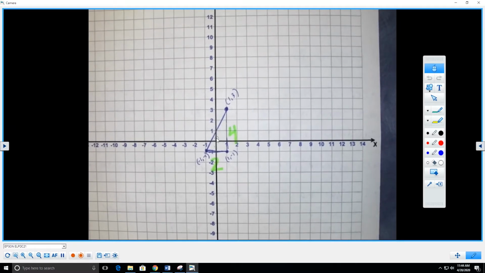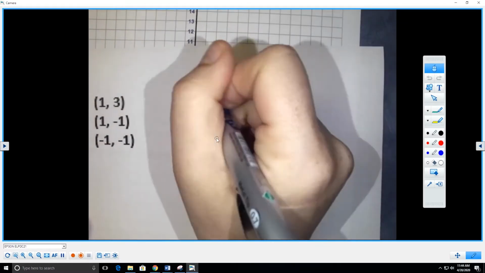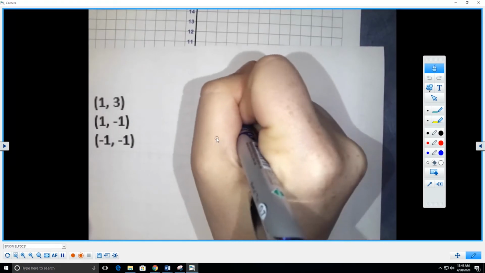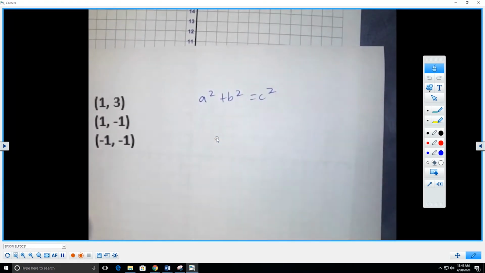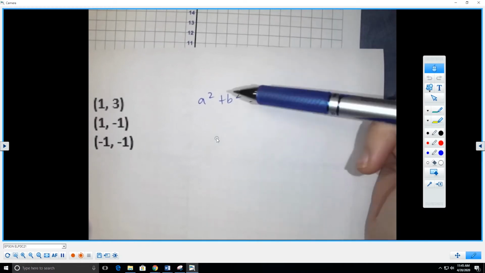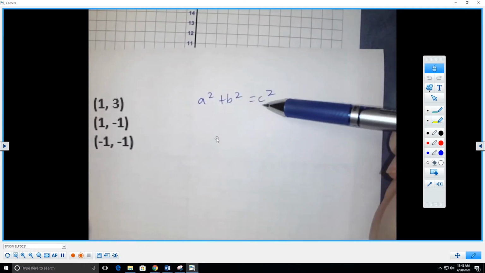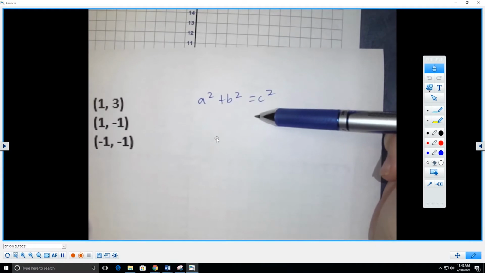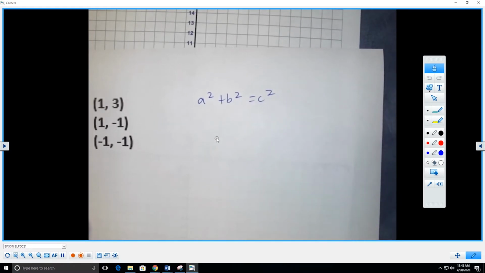Solve along with me. So we're going to use a squared plus b squared equals c squared. Okay. So remember that a and b represent the leg lengths and c represents the hypotenuse length in the right triangle. Substitute in what we know. Remember that we square the numbers first before we add them by order of operations.